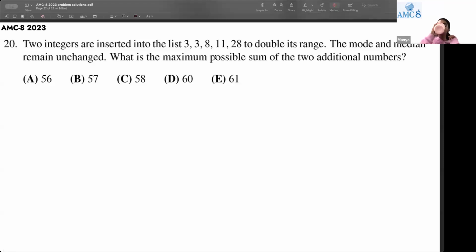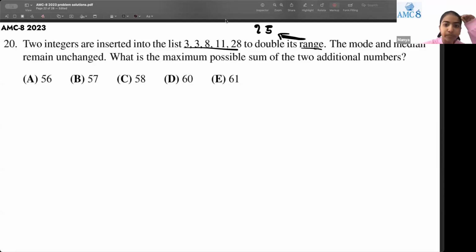So we added two integers. And this means that we double the range. Well, the range just means the largest value minus the smallest value. So the range is equal to 25, because it's 28 minus 3, which is equal to 25.